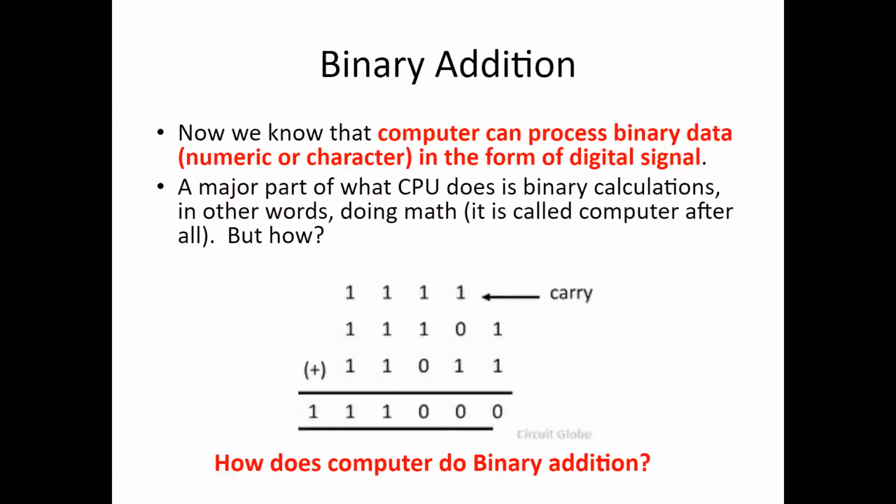So a computer can process binary data, numerical or characters in the form of digital signal. So a part of what a CPU does, as mentioned before by David, is binary calculations, so math. So how does it do binary calculations? An example here is shown below.